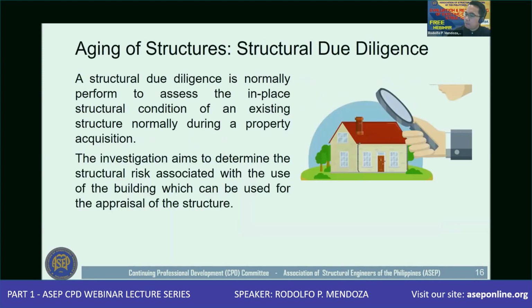Now, there is also a type of structural evaluation that is normally performed on an existing structure when there is what we call a property acquisition. And this type of structural evaluation is what we call structural due diligence. So basically, this is performed to assess the in-place structural condition of an existing structure, normally during a property acquisition. And the aim of the investigation really is to determine the structural risks associated with the future use of the building, which can be used as an appraisal of the structure.